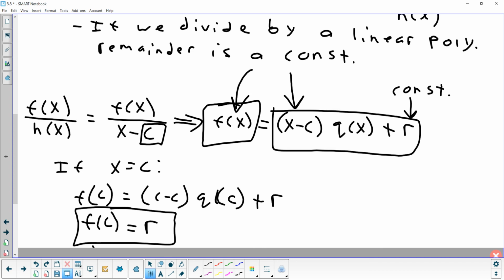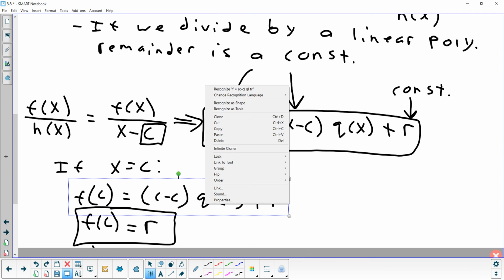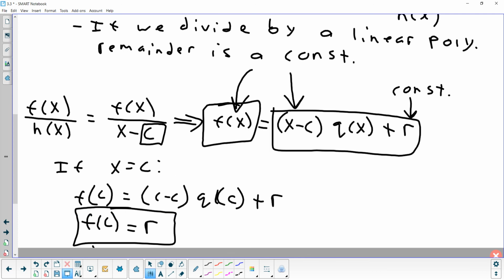Yeah. 0 versus c minus c. Yeah, I need to plug the value of c into the quotient. So now you might be thinking, well, wait, so I need the quotient to find the remainder? I thought this was going to be a shortcut. It is, because when you multiply that by c minus c, you get 0. This whole part disappears. And you get the formula f of c equals r.